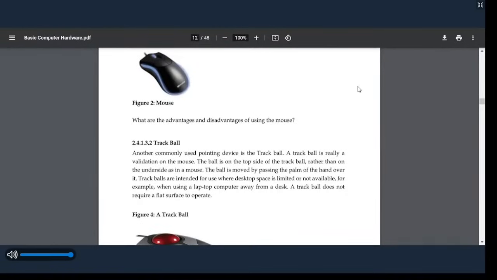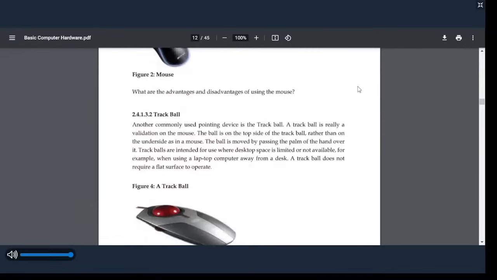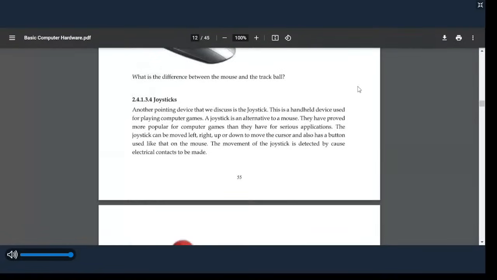Then we have what we call the trackball. Another commonly used pointing device is the trackball. A trackball is really a variation on the mouse. The ball is on the top side of the trackball rather than on the underside as in the mouse. The ball is moved by passing the palm of the hand over it. So that's the trackball, and you can see this. Then we can ask what the difference between the mouse and the trackball is. Those are assignments that you are supposed to do online.